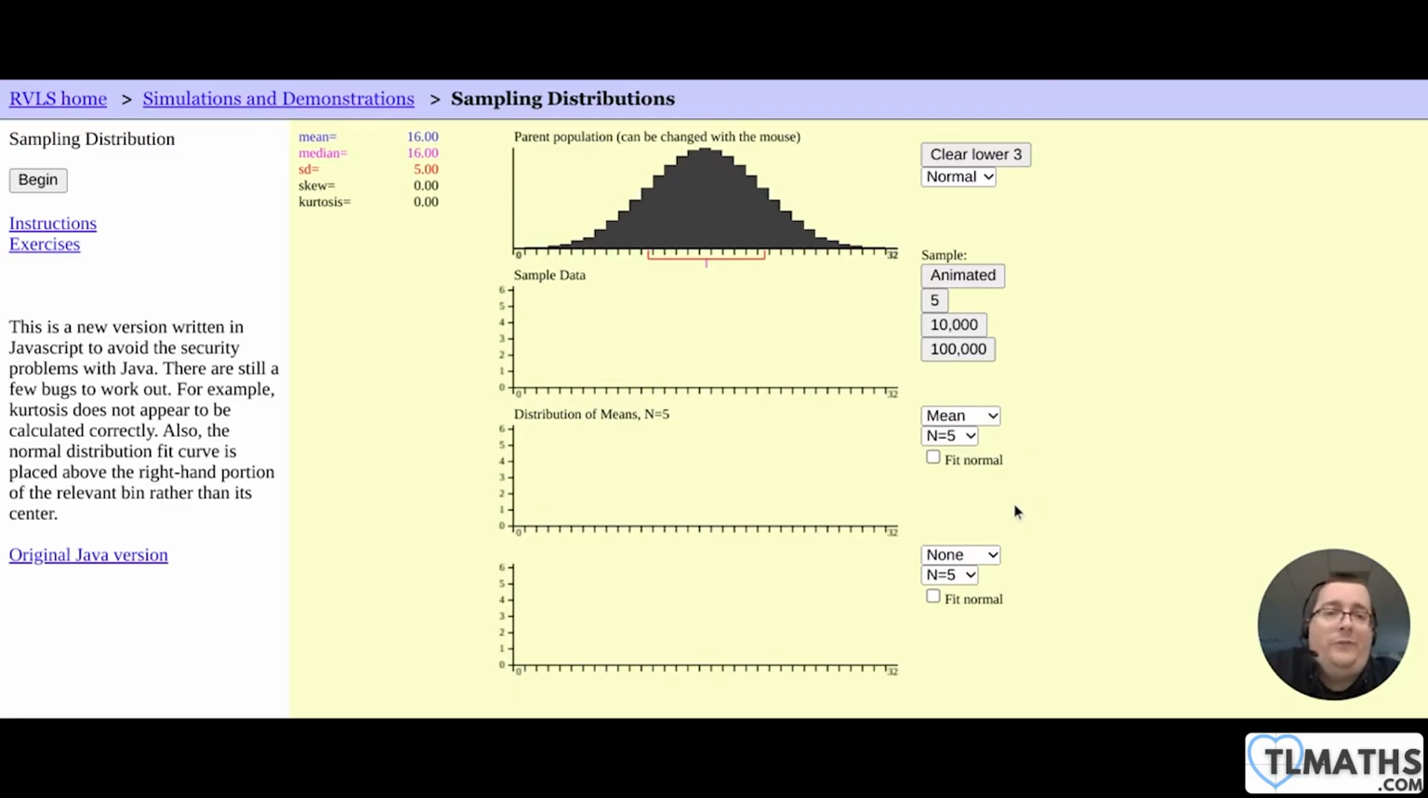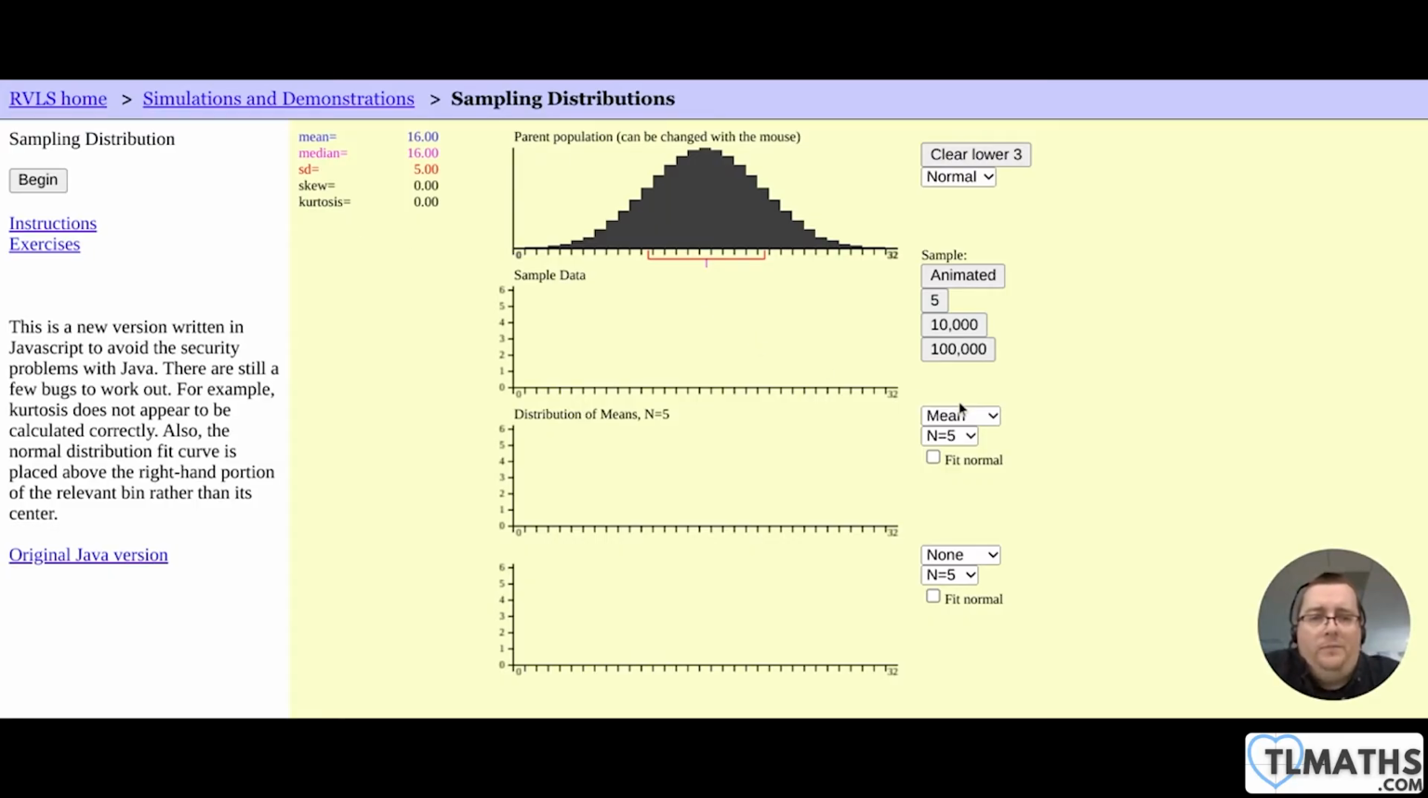Now the one that we have set up is a normal distribution with a mean of 16 and a standard deviation of 5. Don't worry about kurtosis. I do get some questions about what that means. Feel free to look it up, but you don't need it for the A-level maths course, so I won't delve into that.